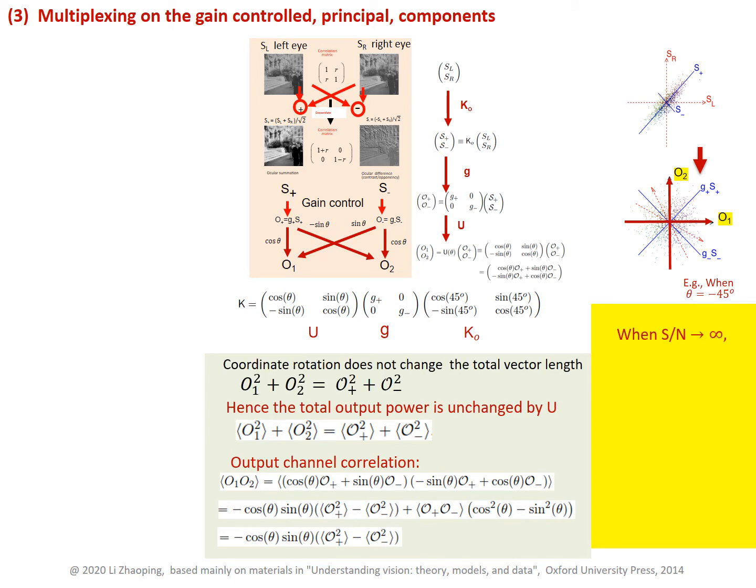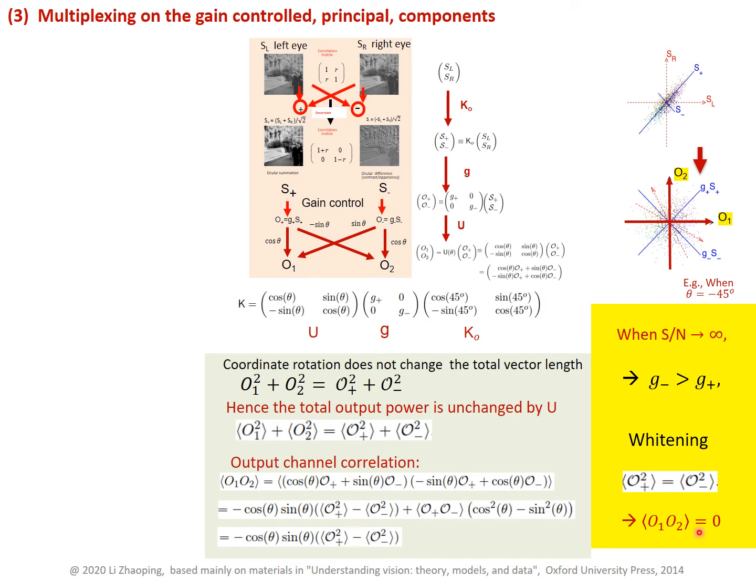Let's look at this correlation when the signal to noise is very large. In such a case, we have contrast enhancement with a larger gain, G minus, for the weaker binocular difference channel, which has a smaller signal power. And this larger gain is so much that you achieve whitening, such that the output power is equal between the O plus and O minus channels. So you plug this into that, then you achieve O1 and O2 are decorrelated.